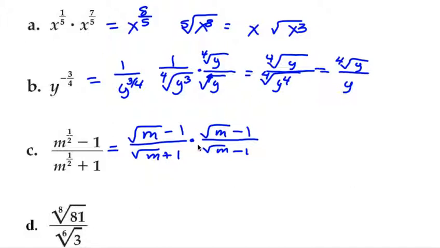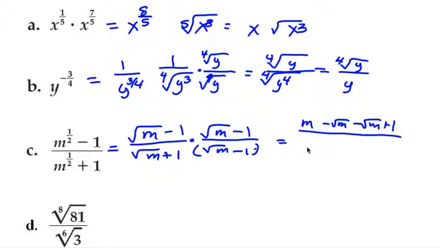Now we have to FOIL. When I do that, on top I have square root of m times square root of m, which is just m. I have negative 1 times the square root of m, so it's negative square root of m. I have another negative 1 times the square root of m. And then I have negative 1 times negative 1, which is positive 1.